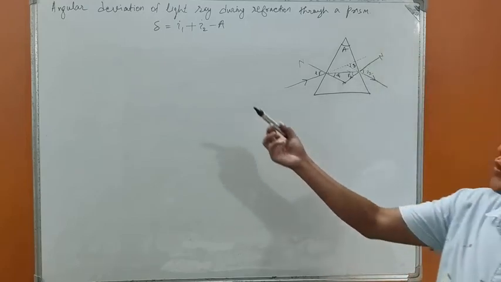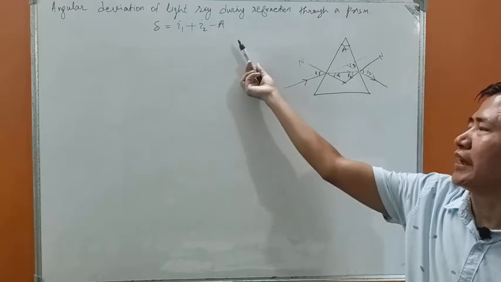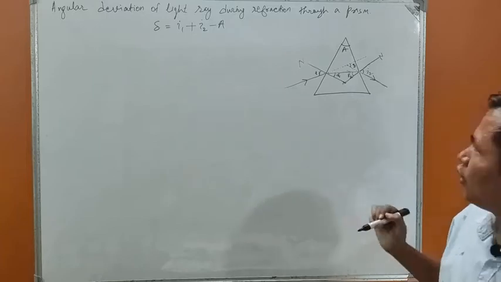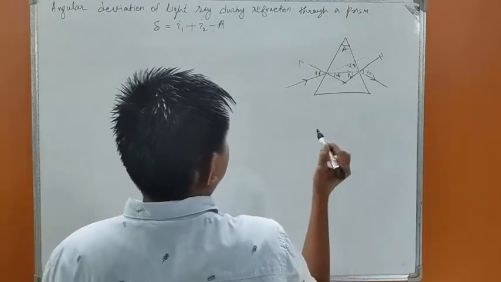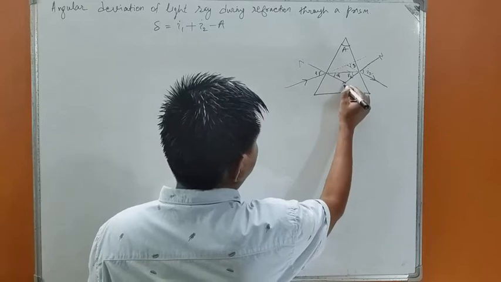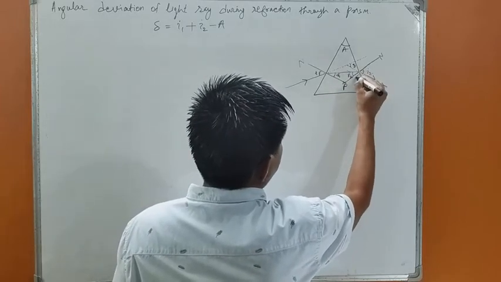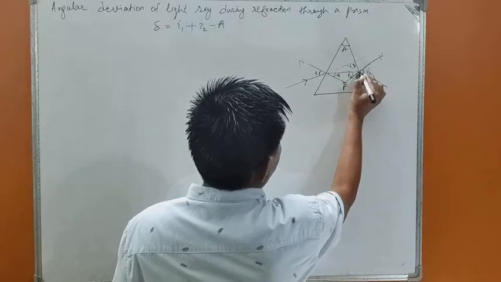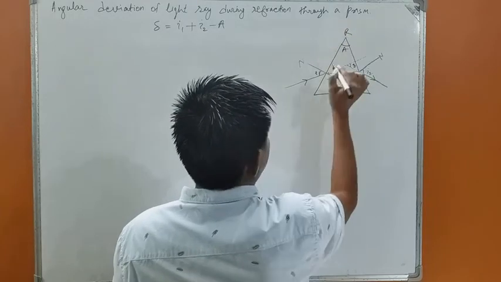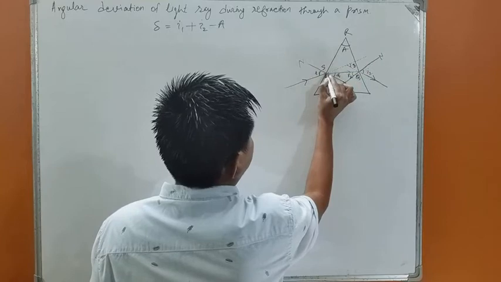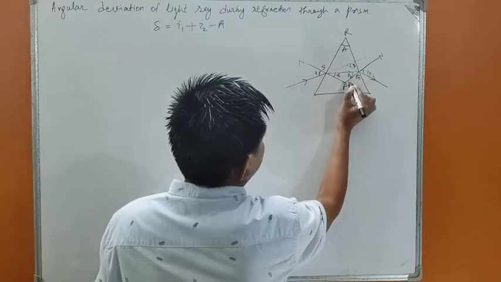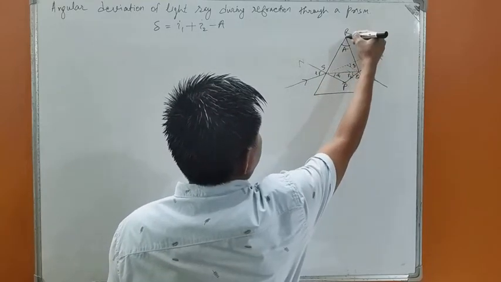So we are asked to prove delta equals I1 plus I2 minus A, isn't it? Now let us assume this point is P, this point is Q, this is R, and this point is S.